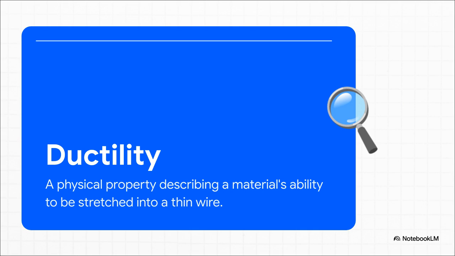And here's another really cool physical property, ductility. It's a fancy word chemists use to describe how well a material, usually a metal like copper, can be stretched out into a really thin wire without breaking. It's an absolutely essential property for making all of our electronics work.